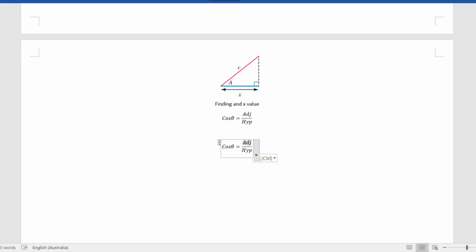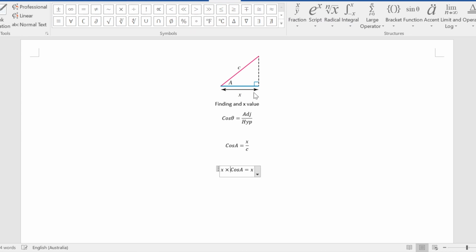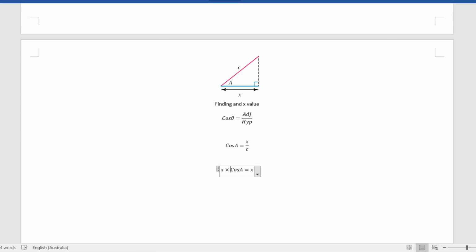So in this case, going back, we know that the theta is actually labelled as capital A. We know that the c value is our hypotenuse. Notice it's lowercase c. And in this case, the adjacent is our x value. So we end up with cosine of A is equal to x over c. Now, from there, I'm going to rearrange it into the following. Moving the c to the other side, I'll just be left with x. It's going to be c times cosine of A is equal to x.